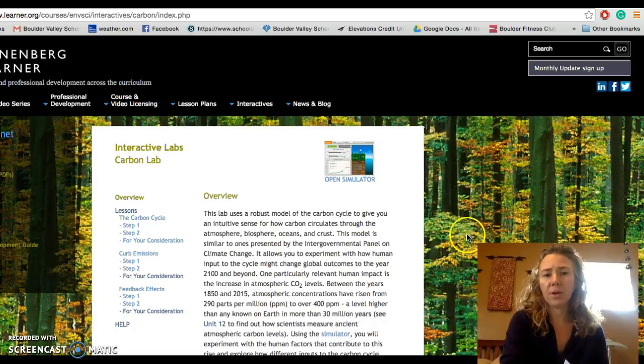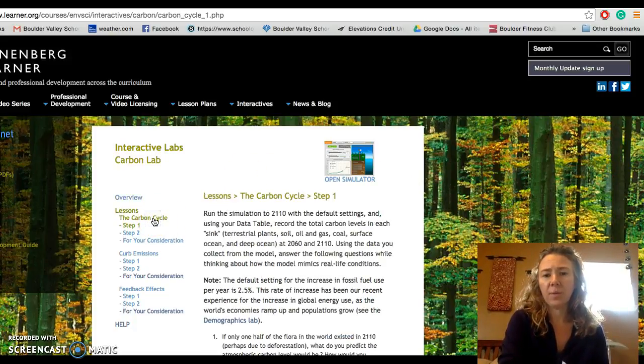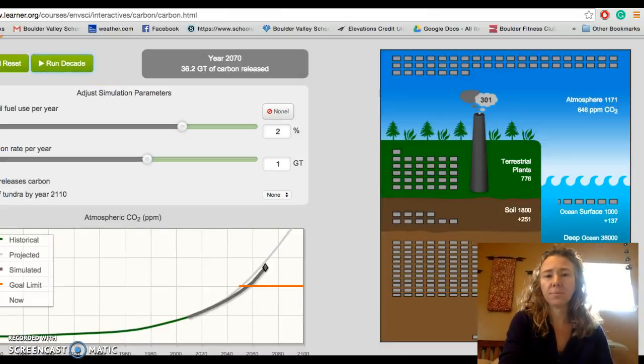Start with the overview here, and it's going to talk a little bit about the carbon cycle and a little bit about how this data is found. So this data is actually real data, and it's used to look at some of the climate change prediction or carbon emission predictions in real life. So we'll be using this data to run the simulation. And so you open the simulation here, and let's take a look.